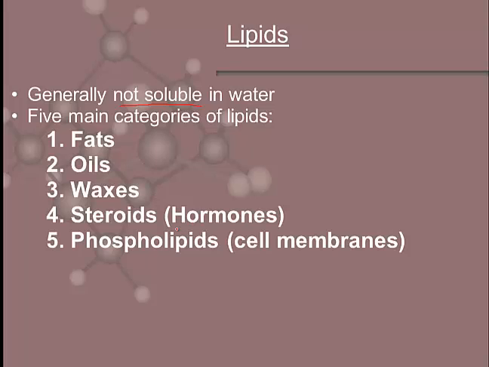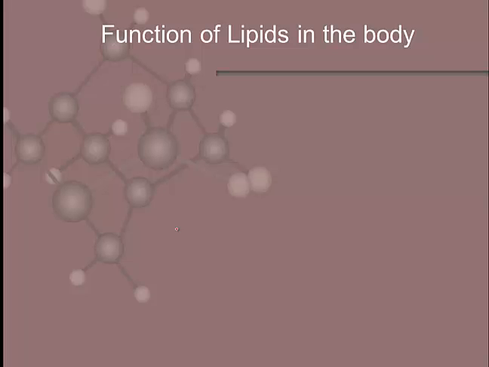Steroids make up a lot of our different hormones. And then phospholipids are going to make up our cell membranes. So what do lipids do in the body? Some lipids, like fats, will insulate against heat loss. Okay, so usually the more fat that you have in your body, the more heat you will retain. So somebody who's super skinny is often the coldest person in the room as well.